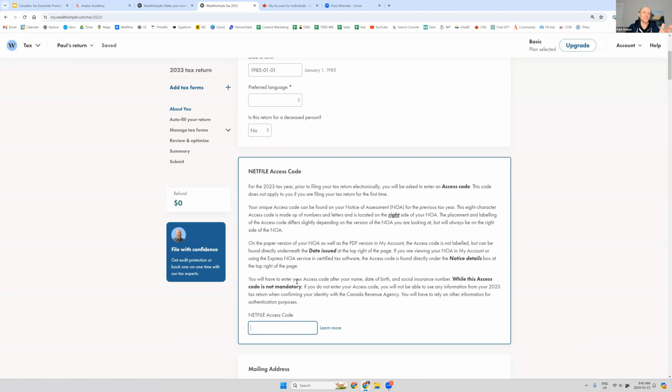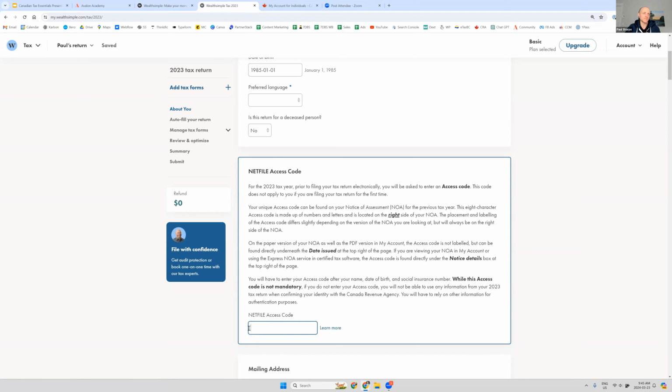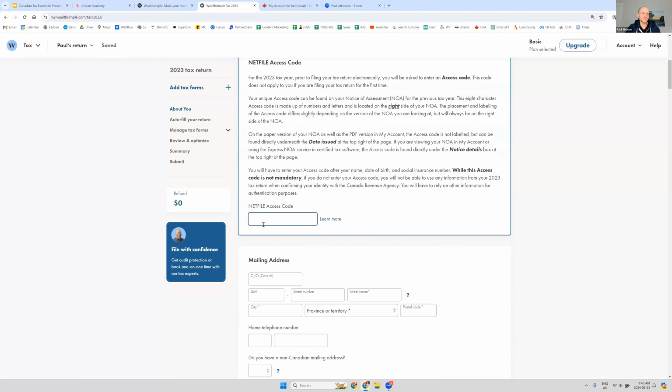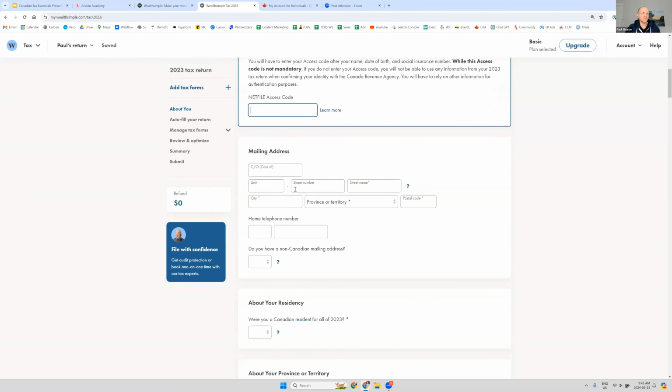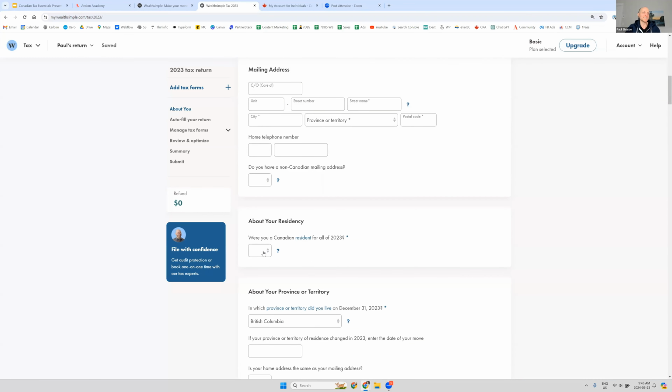And it's not necessary, but it is helpful to have this. It's on a notice of assessment. You get that after you file your taxes. And what it does is it just helps you speak to the CRA better. If you do have it, type in your NETFILE access code there. Enter your mailing address, home and telephone number, answer the questions. Make sure that you include if you were a Canadian resident.